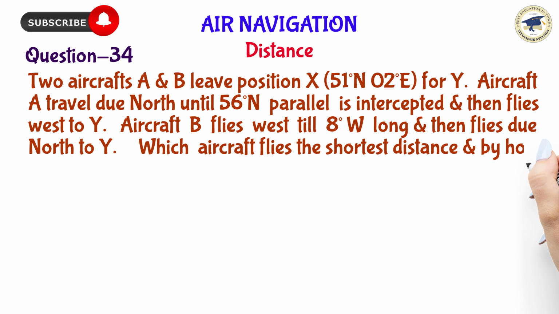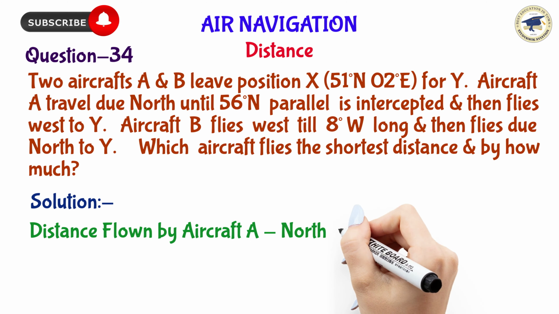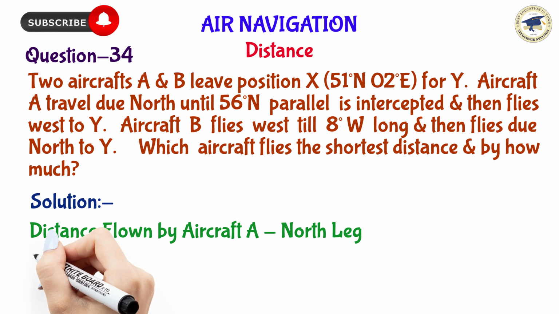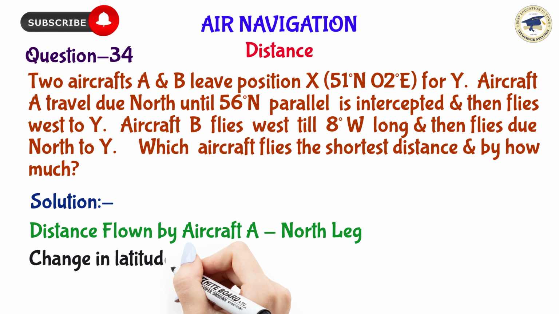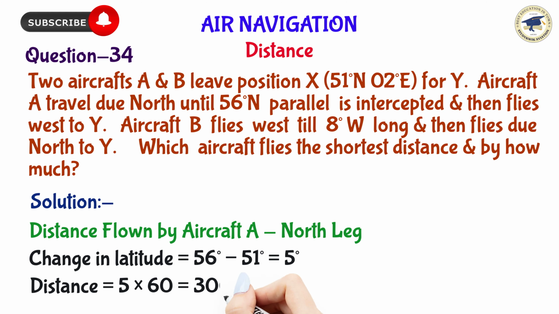Let us solve it. First, calculate the distance flown by aircraft A, north leg. Aircraft A flies due north from 51 degrees north to 56 degrees north. The distance traveled is the change in latitude times 60 nautical miles. So change in latitude is equal to 56 degrees minus 51 degrees equals 5 degrees. Distance is equal to 5 multiplied by 60 is equal to 300 nautical miles.